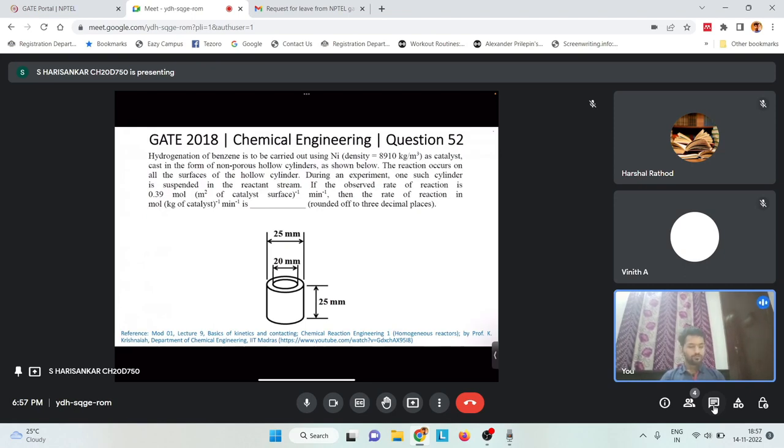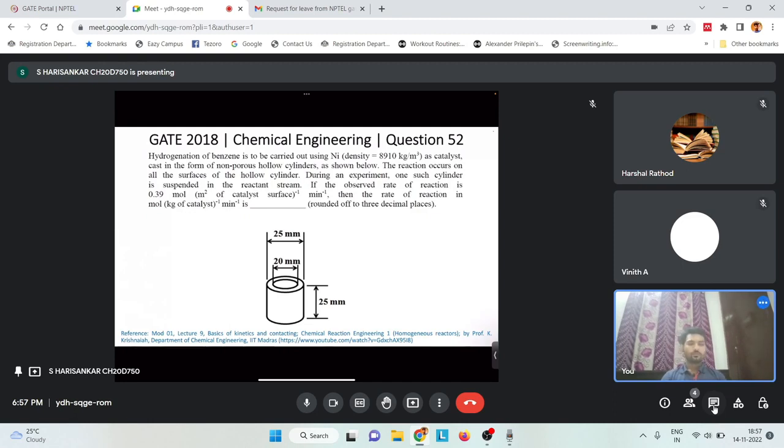So this is a question from the kinetics part in chemical reaction engineering, and the reference NPTEL series can be found in module 1, lesson 9, basics of kinetics and contacting, chemical reaction engineering 1, homogeneous reactors by Professor K. Krishnaiah, Department of Chemical Engineering, IIT Madras.